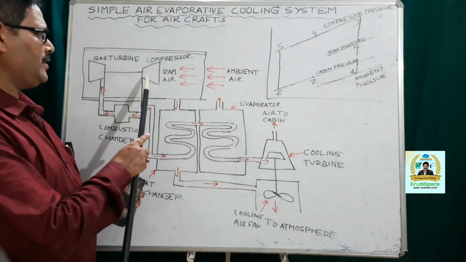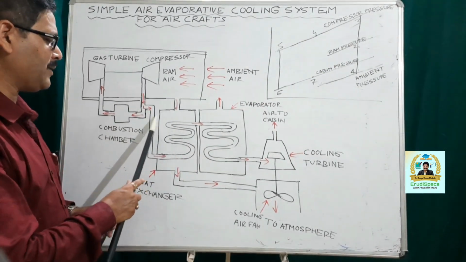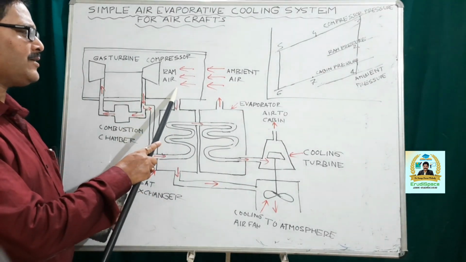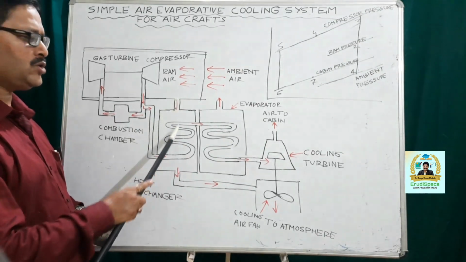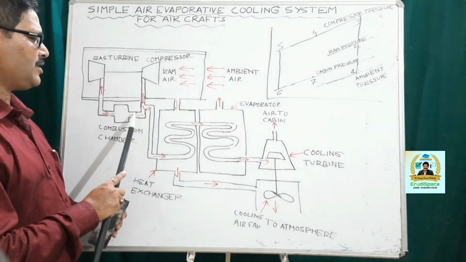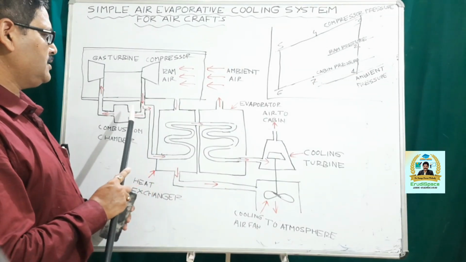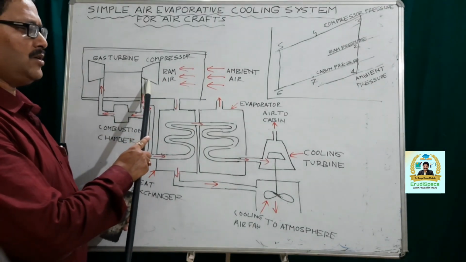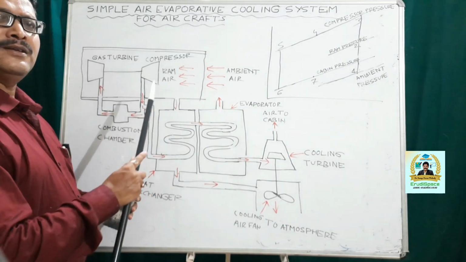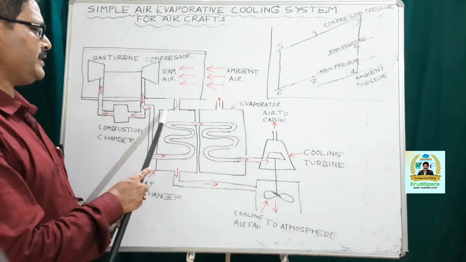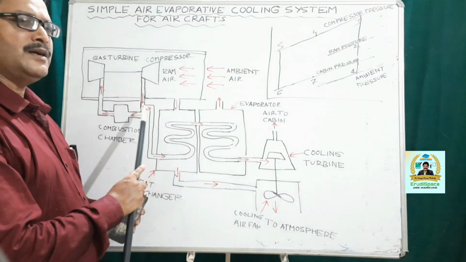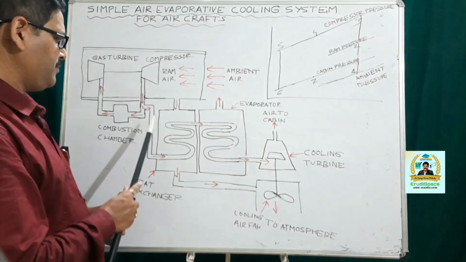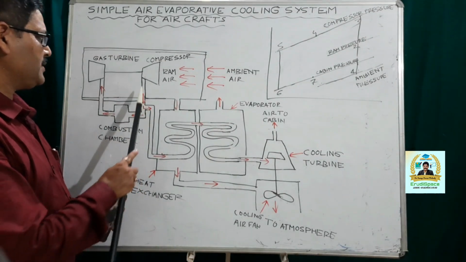And a part of the compressed air is made to pass through the heat exchanger. In the heat exchanger, you have a part of the ram air which cools the compressed air coming from the compression, because the temperature of the air coming from the compression will definitely be higher than the ram air. So here the ram air produces the cooling. That means it cools the air that is coming from the compression.